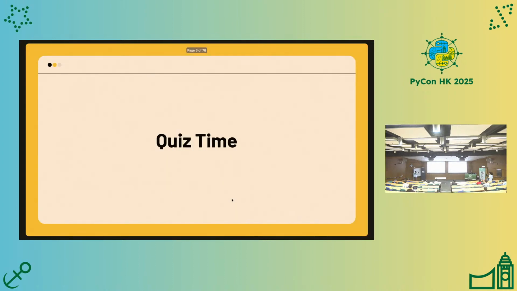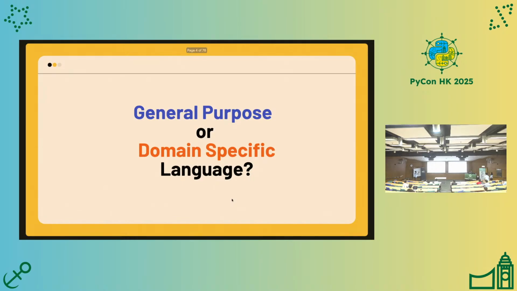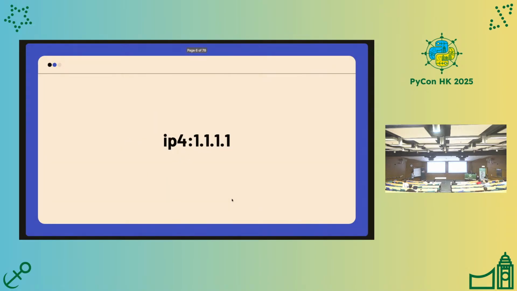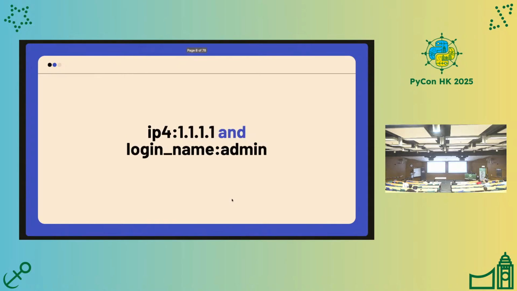Let me start with a really simple quiz. I will give you some examples, and please raise your hand if you think it is a general purpose or a domain-specific language. In Hangul, we have a term called access condition expressions. With this expression, we determine if the user is allowed to log into our system or not. For example, we could define IP addresses, login names, or operators, and then connect these expressions. Do you think this is a domain-specific language? Please raise your hand. Exactly.